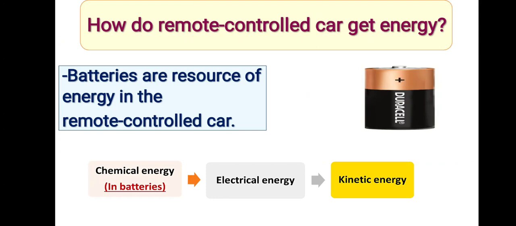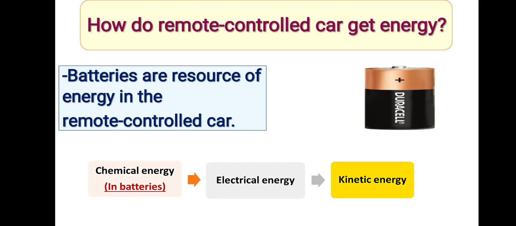Do you remember which type of energy the battery has? Chemical energy stored inside it. Excellent, Primary 4. So the battery has chemical energy stored inside it.